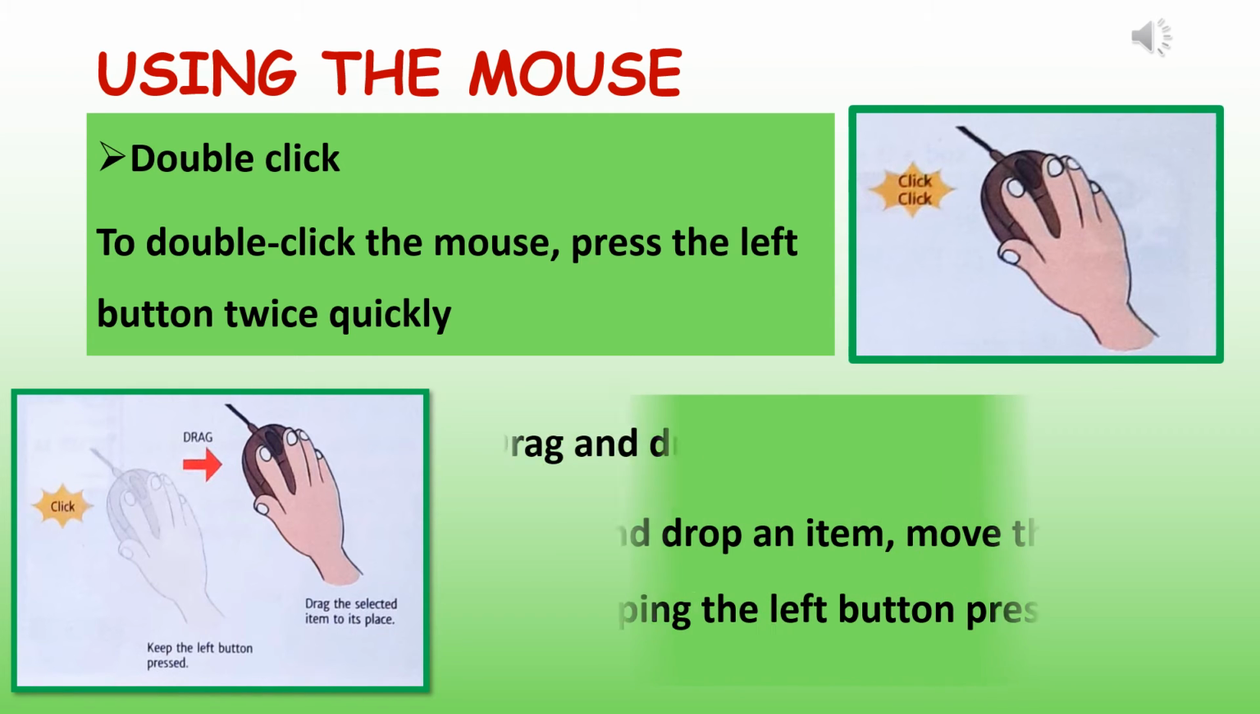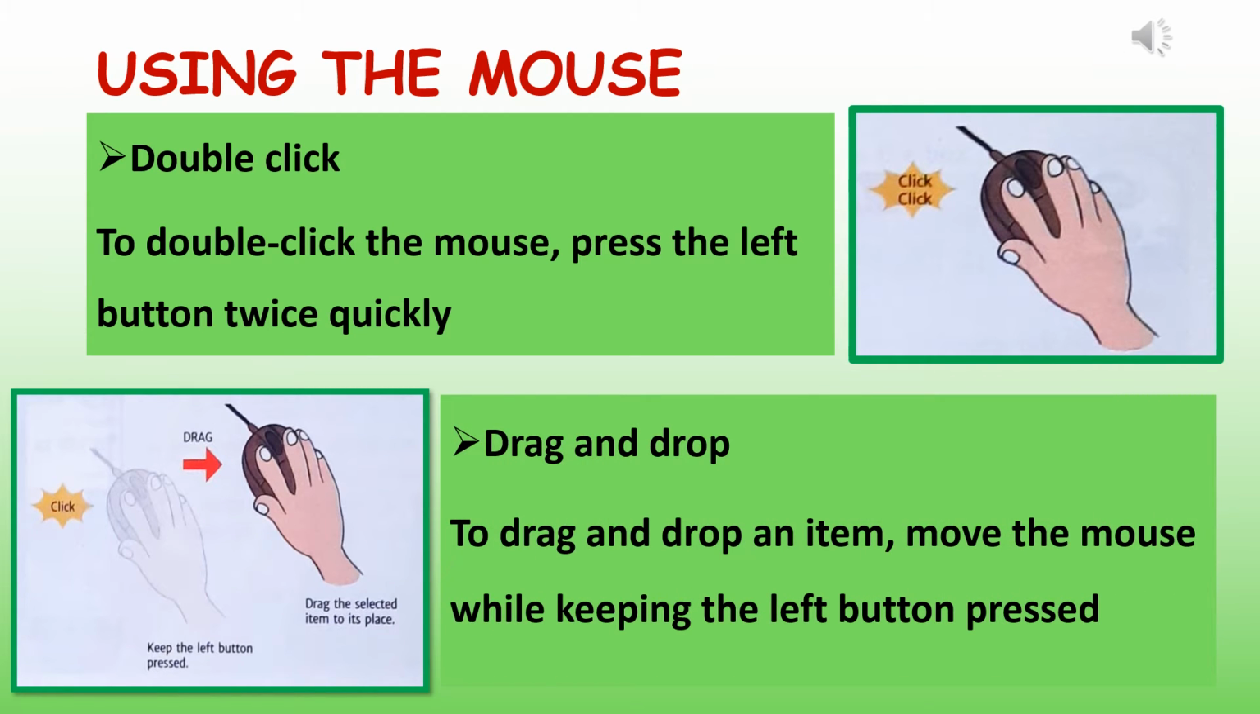Further, we also use the mouse to drag and drop any item on the screen. To drag and drop an item, we have to move the mouse on our mouse pad while keeping the left button pressed. So we press the left mouse button and we click on a particular object on the screen.